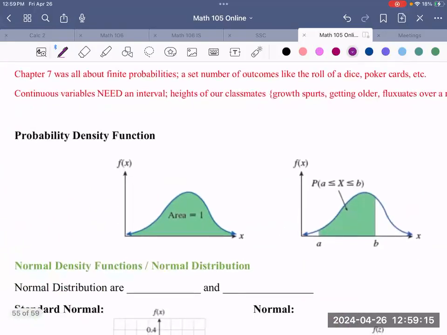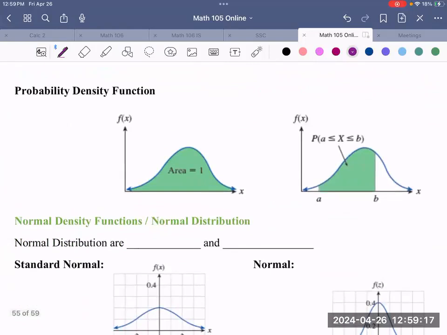Now, we do have to get used to the notion of a probability density function. So keep in mind, all the area underneath the curve should total to 1 or 100% because it still is a probability. If we are looking for a range of probabilities, we're just going to be looking for those specific values to add up.